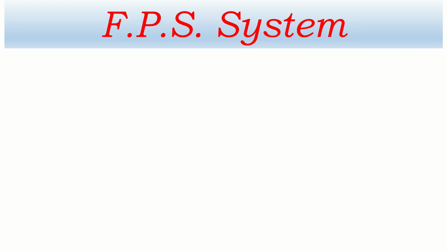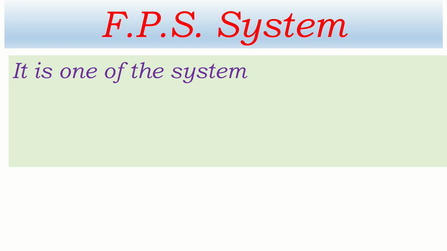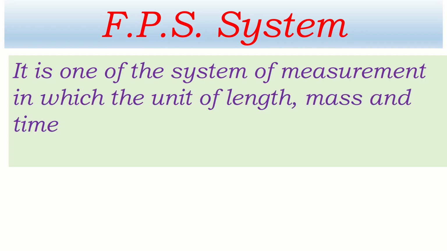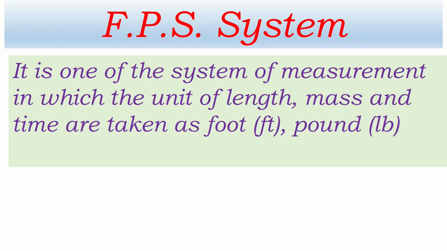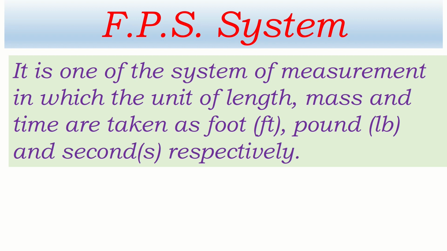And another system, the FPS system. What is it? It is one of the systems of measurement in which the units of length, mass, and time are taken as foot, pound, and second respectively. In America, this pound is widely used. If you ask an American what your weight is, then he will say that my weight is 160 pound or 170 pound, something like this. I mean to say, he is used to just the pound, not the kilogram. We have to understand ourselves that 1 kilogram is 2.2 pound.